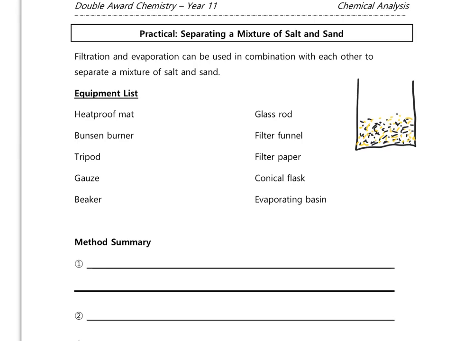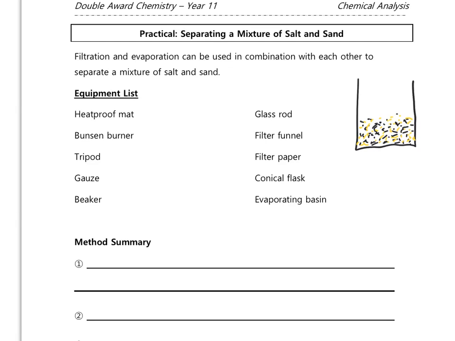What would be much quicker is to use a combination of filtration and evaporation. Now obviously we can't just pour it straight through the filter funnel, because both the salt and the sand would get caught in the filter paper as the residue, because they are both solids. So what I want you to do is have a think about what you could do to separate this mixture of salt and sand. Pause the video, have a read through the equipment you have, and see if you can come up with a method for separating this mixture of salt and sand. This is something you'll have done before in junior school, so cast your minds back, pause the video.